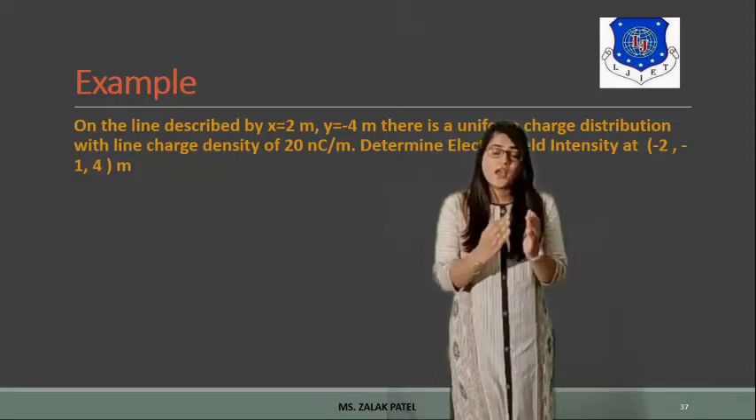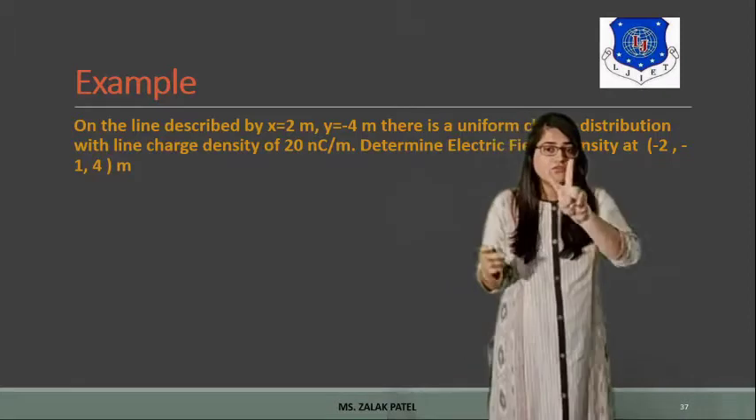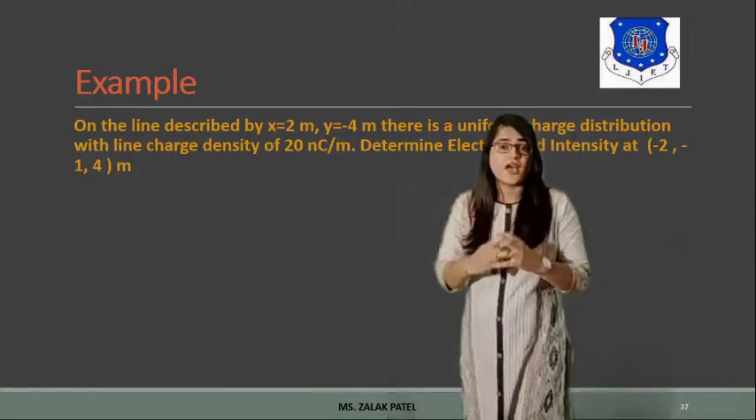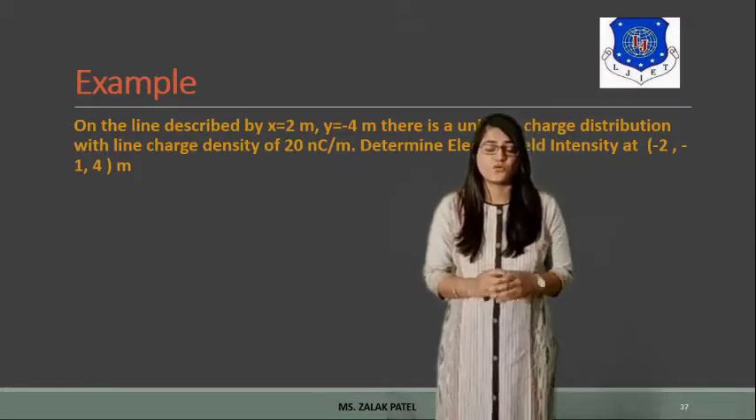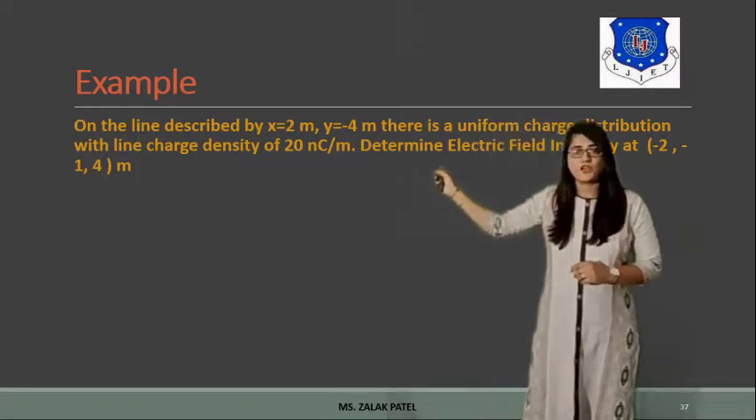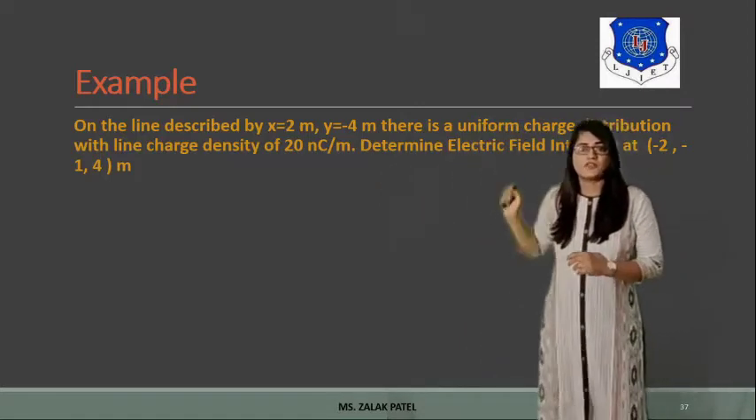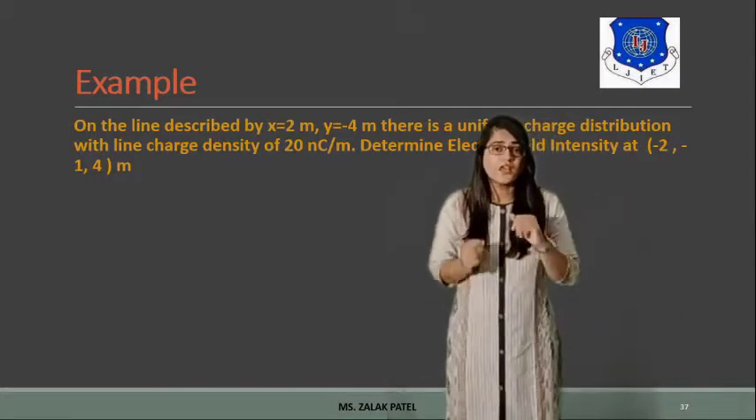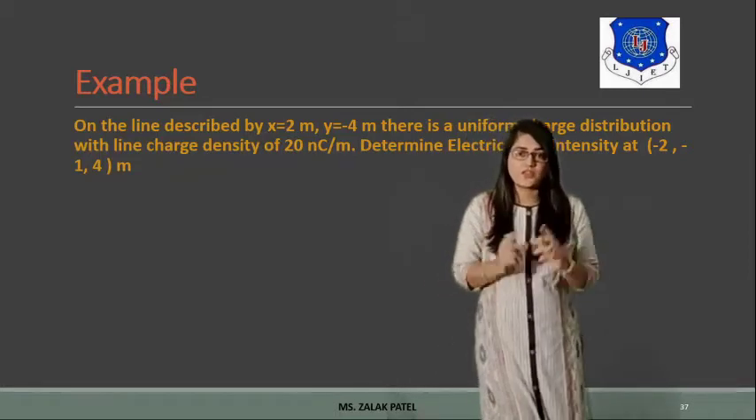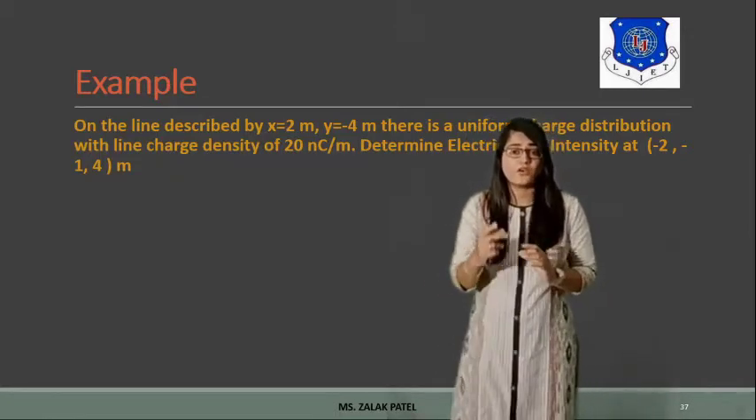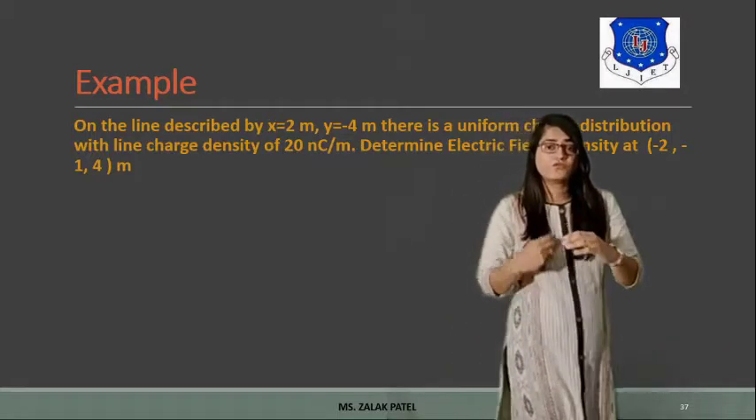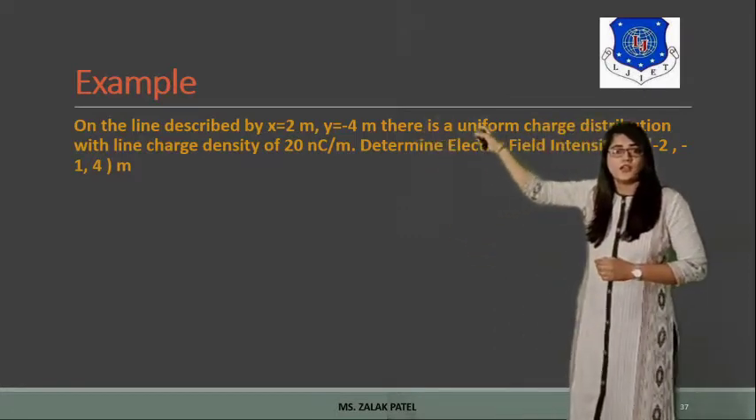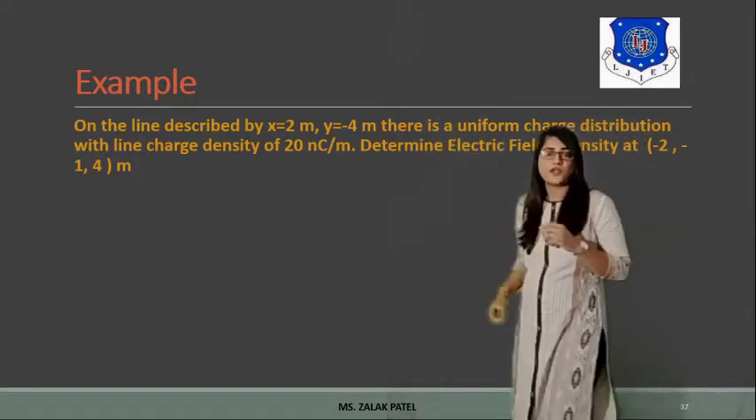So R is calculated by the subtraction of two coordinates. Which two coordinates are taken? The first coordinate is where we want the electric field intensity. If you see the question, we have to determine the field intensity at (-2, 1, 4). So this is the point where we desire the electric field intensity. Now for the second coordinate, we take help of the line distribution, that is x equal to 2 and y equal to -4.